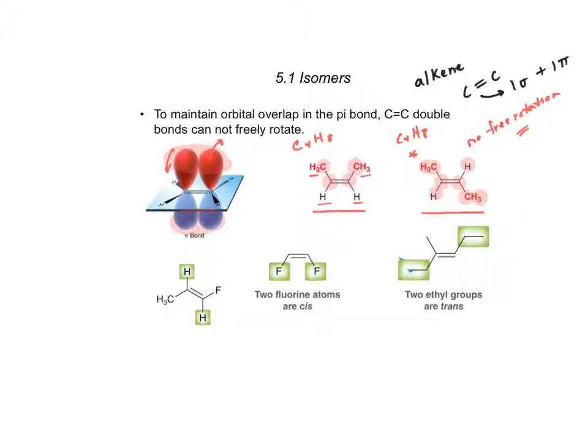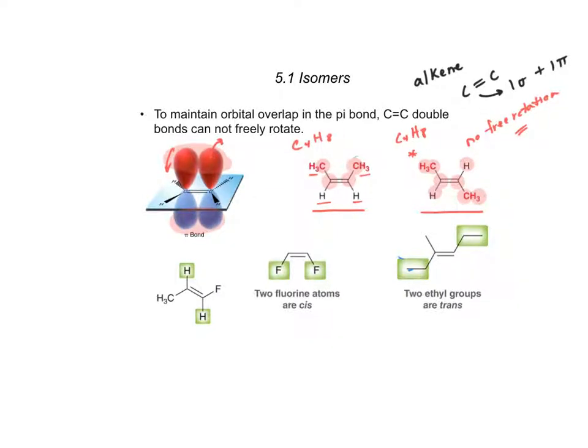So right now we've got a carbon here that has what groups attached to it? So this guy, we've got a methyl group and a hydrogen. When we move over here, what does this guy have attached to it? Methyl and a hydrogen. What does this guy have attached to it? Methyl and a hydrogen, right? So these are not constitutional isomers, okay?